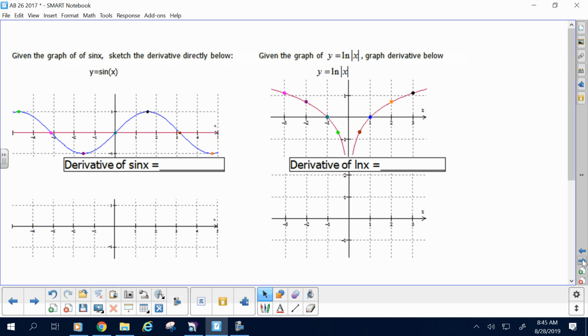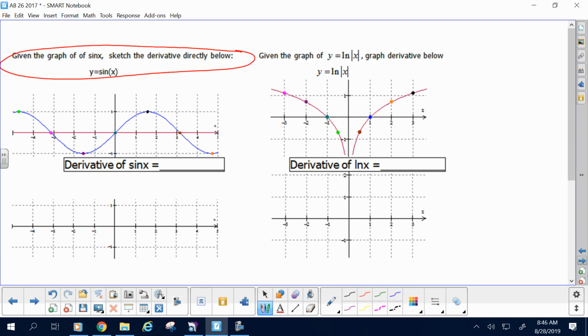Now then, this is what we're going to do together. Then you're going to do the other three by yourself. Given the graph of sine, which I gave you, let's sketch the derivative directly below. My goal being to say, what's the derivative of sine?